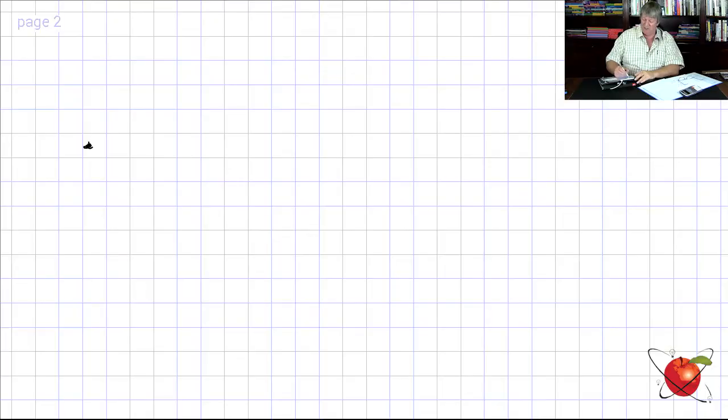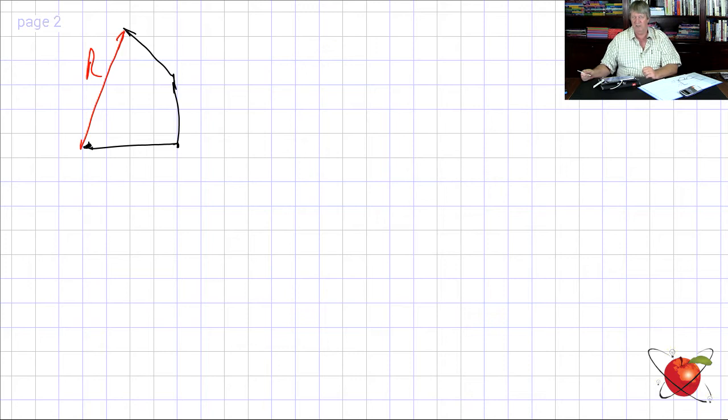Here we go. Let's say we went there and then we went to there like that. We added them together, and we end up with a resultant like that. Remember, the resultant is the unbalanced one. It's the unfinished bit, if you like. So when you've got the set of vectors, you find the resultant, you add them vectorially, nose to tail, or you do it via components.